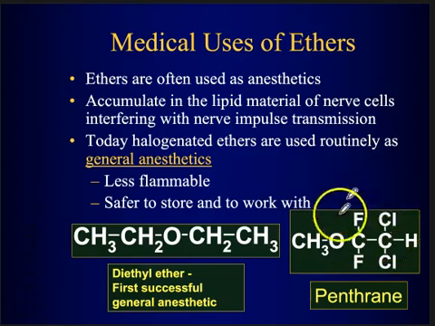So if we look at this guy here, the halogenated ones, I took the hydrogens off and added some fluorines and chlorines. This makes it a whole heck of a lot less flammable and safer to store and safer to work with. But that was the most common use of diethyl ether for a long time. It was the first successful general anesthetic. So a pretty cool compound to use, except that it's flammable. So they just modified it slightly to make it less flammable, and it still works very well.